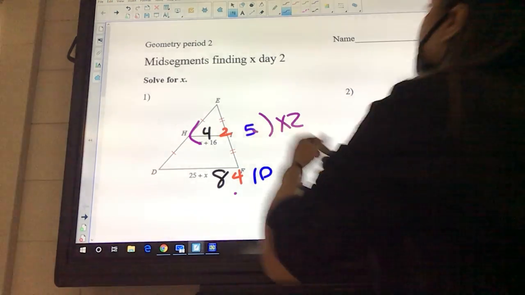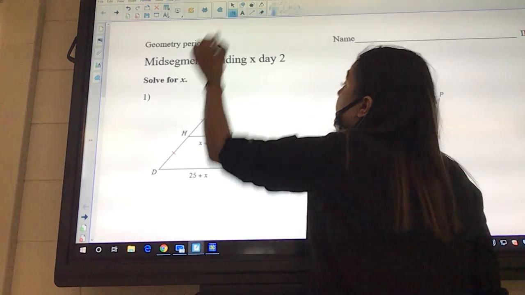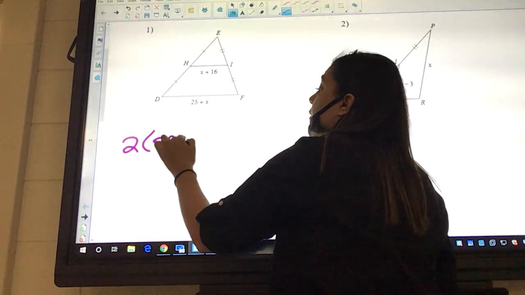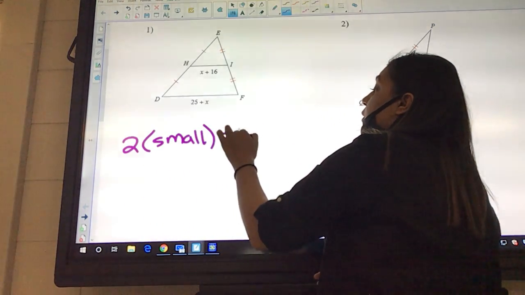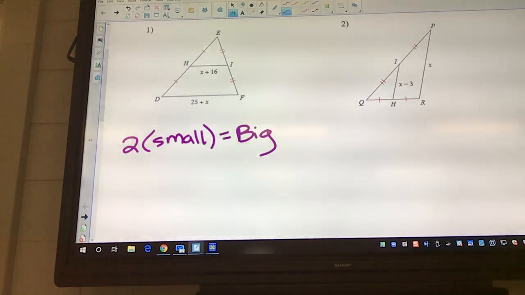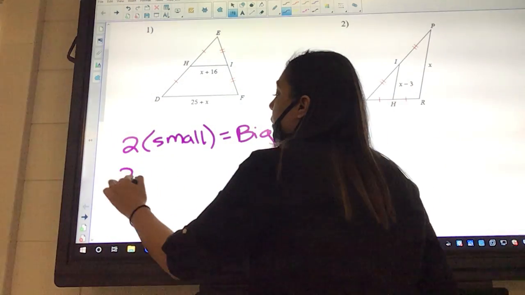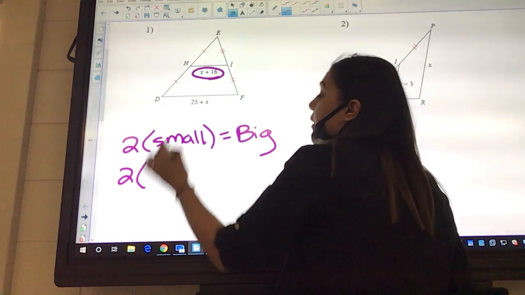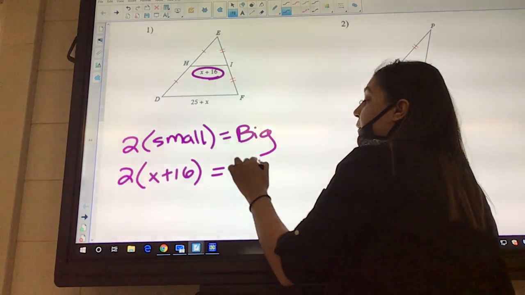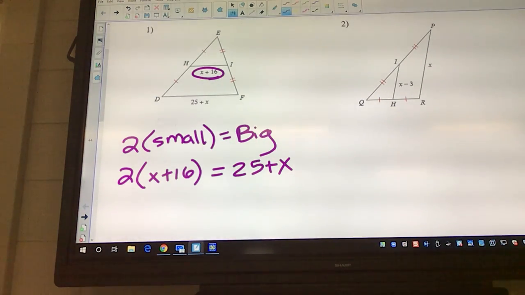Okay, and so how we set this up, the form is the same for all of these. It's going to be 2 times the small one will equal the big one. Okay, 2 times the small one will equal the big one. So if we look at this, we can say our small one is x plus 16. Our big one then is 25 plus x. Okay, 2 times the small one is going to give you the big one.